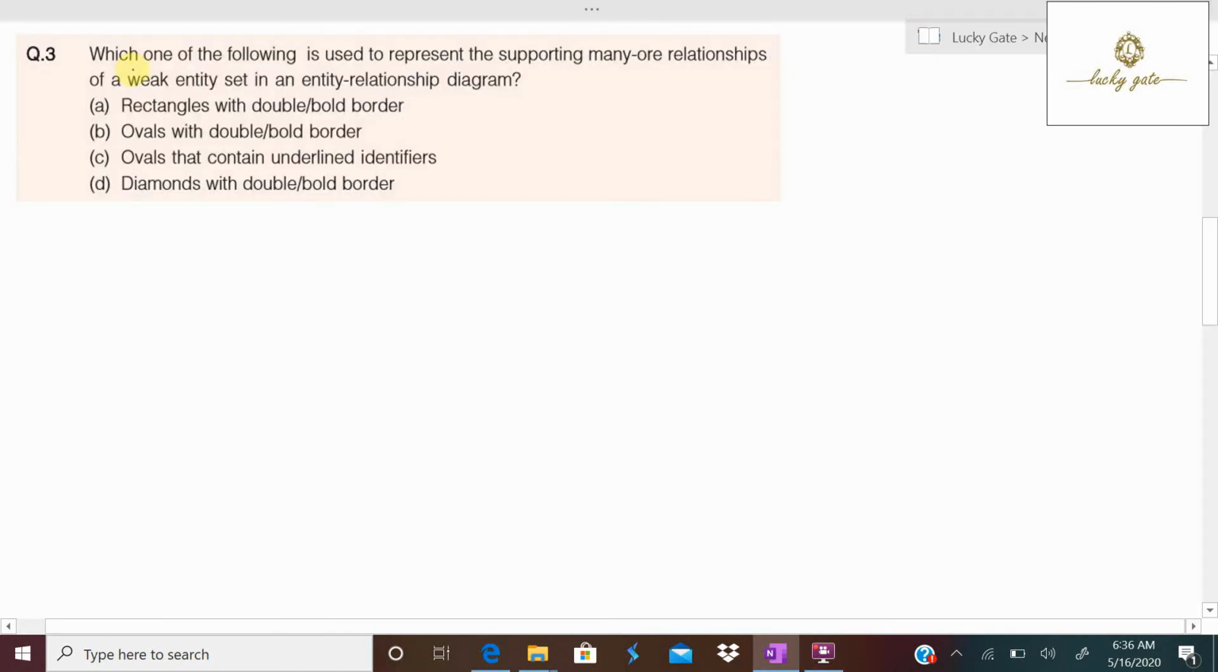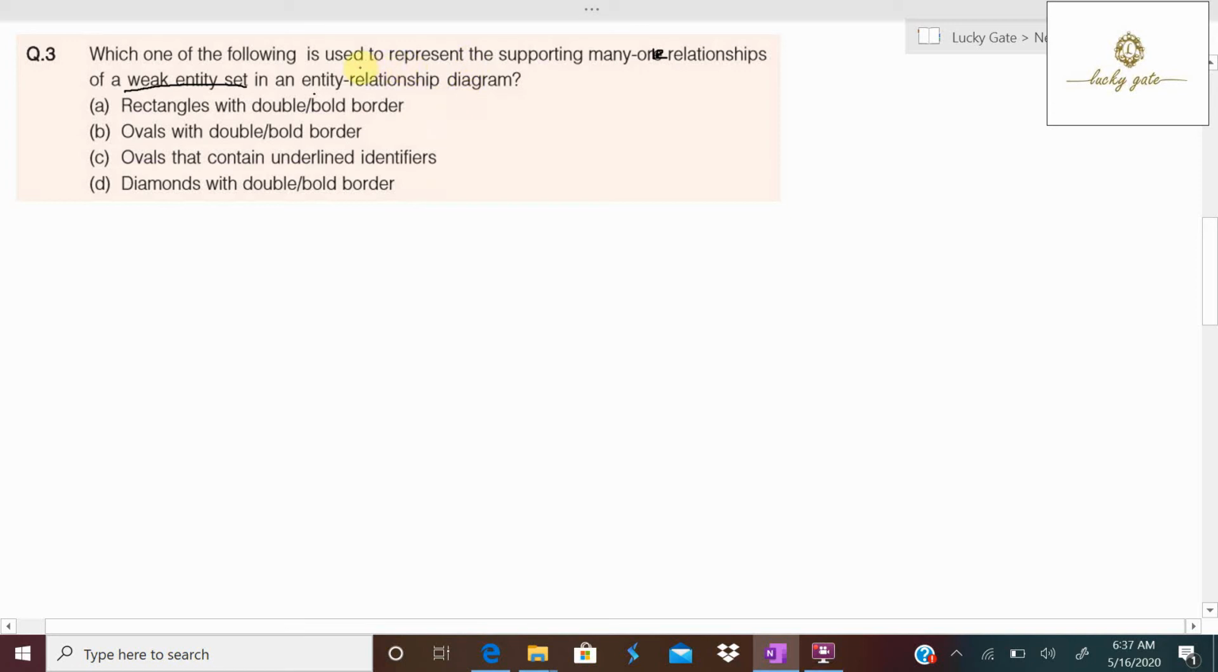This is a question in GATE 2020 asked for 1 mark. Now the question is, which one of the following is used to represent the supporting many to one relationships of weak entity set in an entity relationship diagram? Here a small confusion is added. You may be confusing whether they are asking the symbol of weak entity set or relationship set.